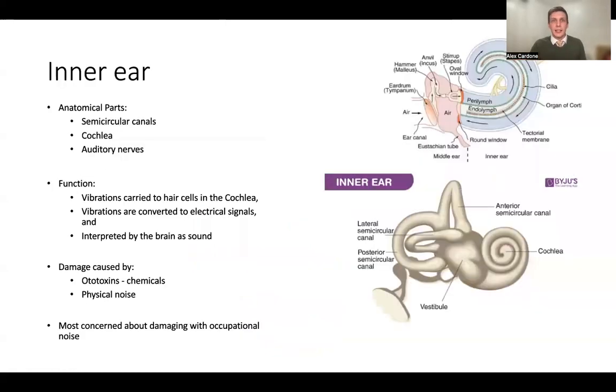Then moving on to the inner ear. The inner ear is the innermost part of your ear. The most important anatomical parts include the semicircular canals, those little loops right here, which help with balance. And then the cochlea, which looks kind of like a snail shell. It wraps up and swirls upon itself. That's what the bottom right picture shows. And then as well, the auditory nerve.